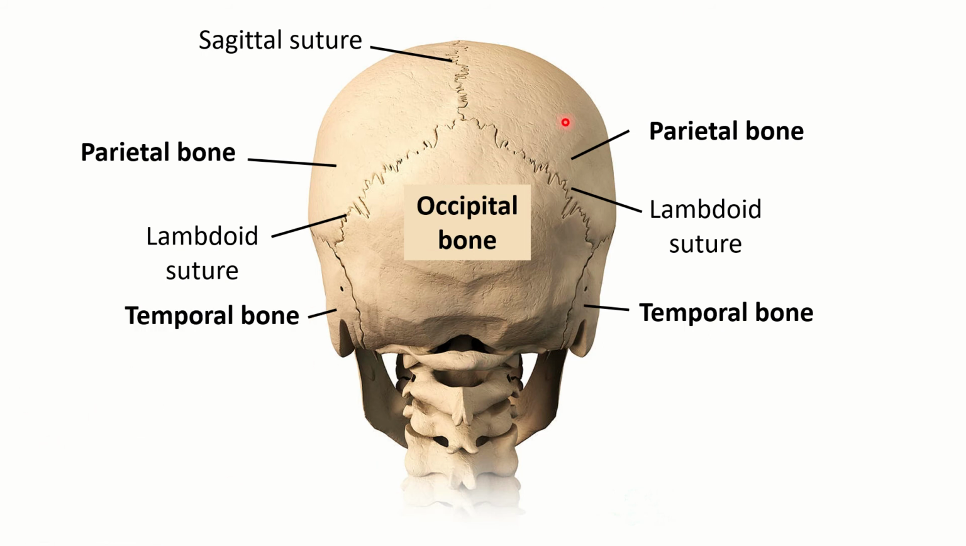Okay, so this is what it looks like from the back. The sagittal suture comes down. The occipital bone and the parietal bone are connected like that. So this part is the lambdoid suture. This is the squamous suture here. And then you can see the vertebral column comes up and articulates with the bottom of the occipital bone. We'll talk about that in a minute.